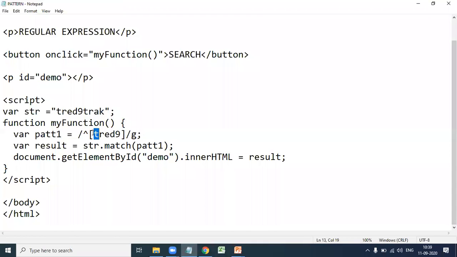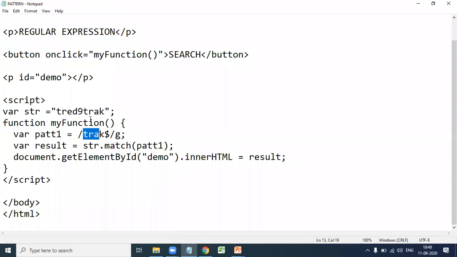Next one is the dollar. Dollar matches the ending of the target string. TREK dollar checks whether TREK is at the end of the string, and prints TREK as the ending string. Let us see the output. See here, TRAK. It matches the end of the target string, checking whether TRAK is at the end of the string and returning it.